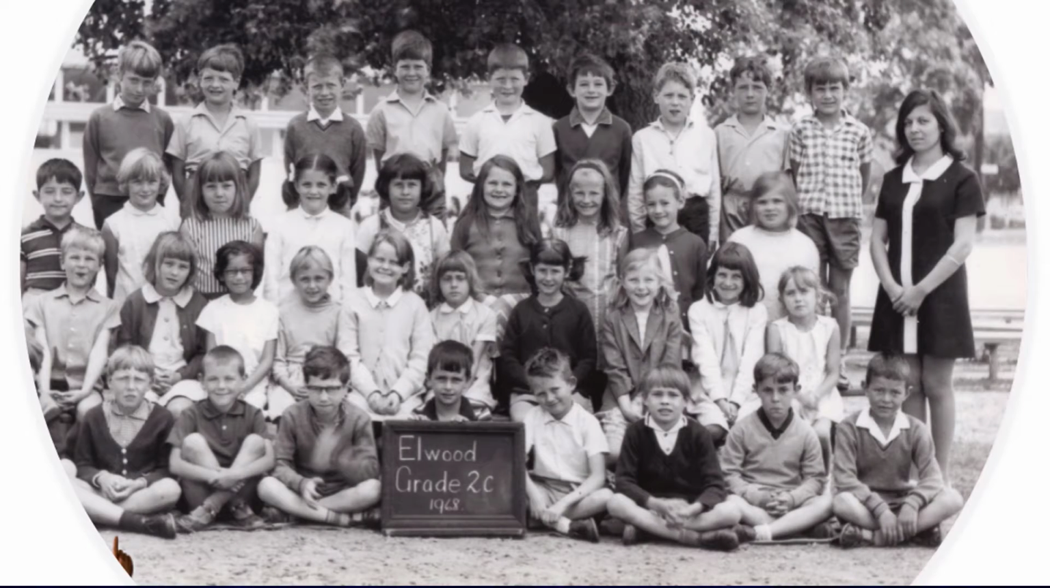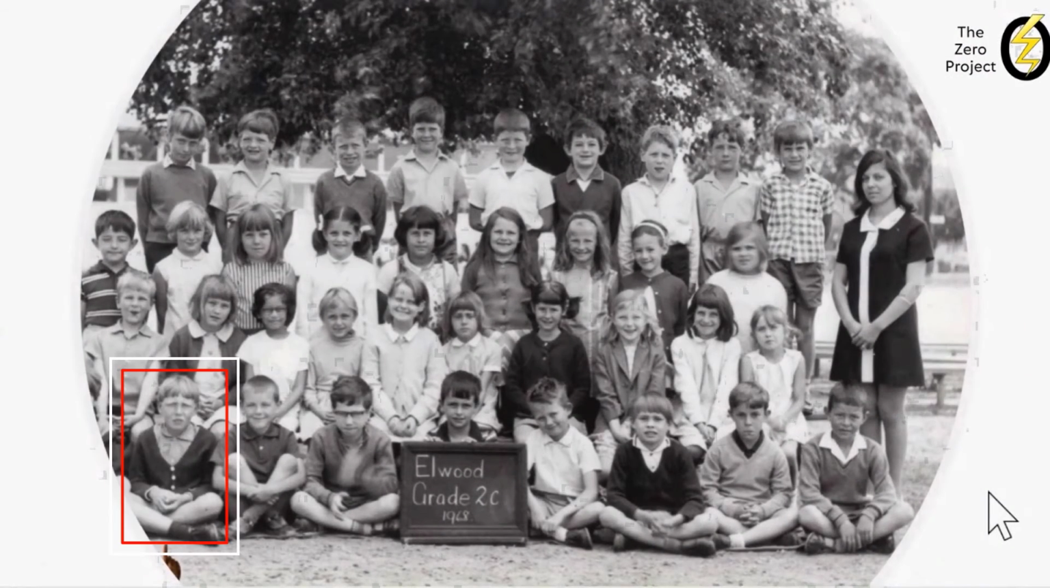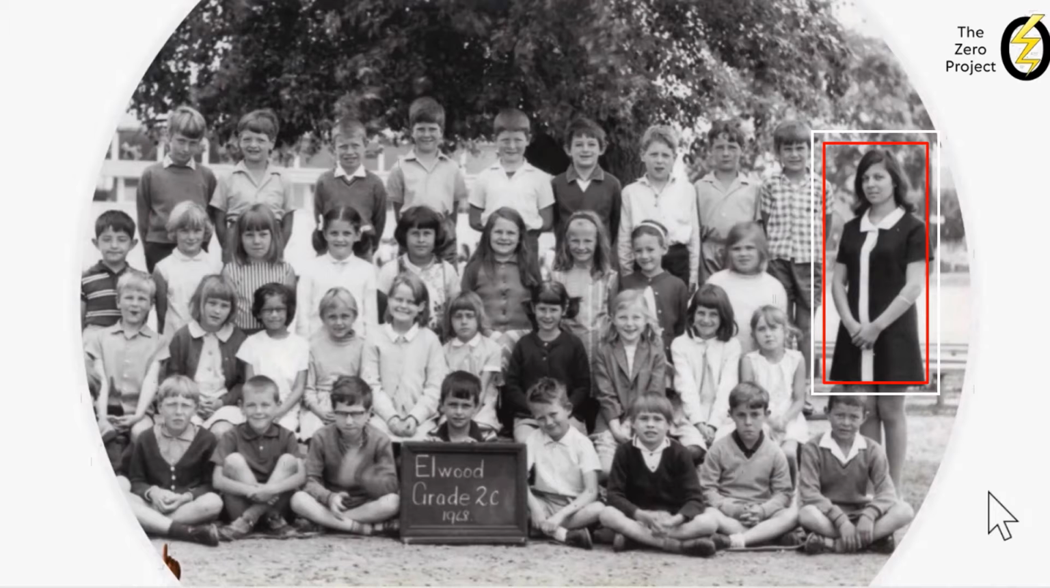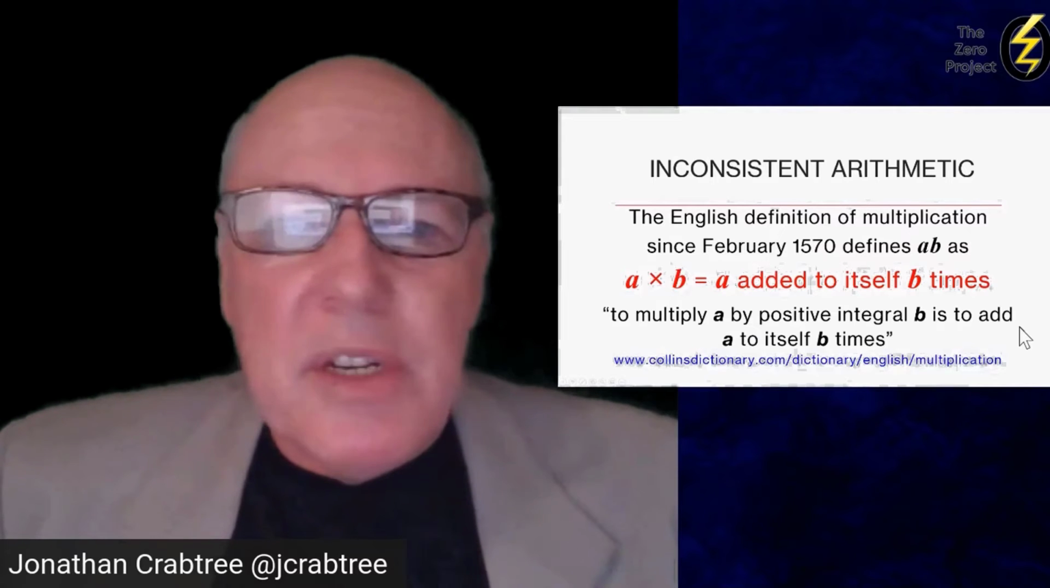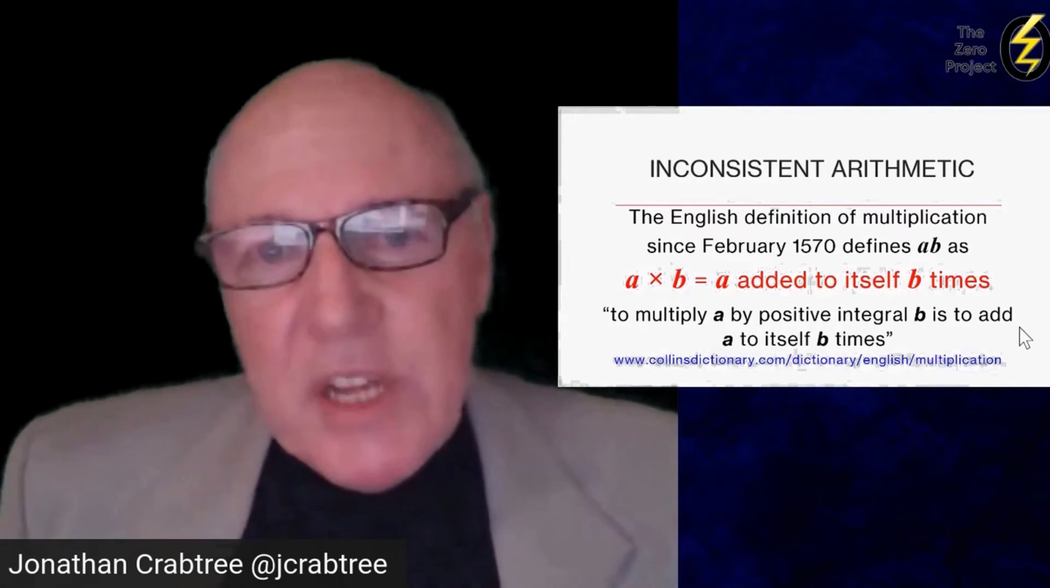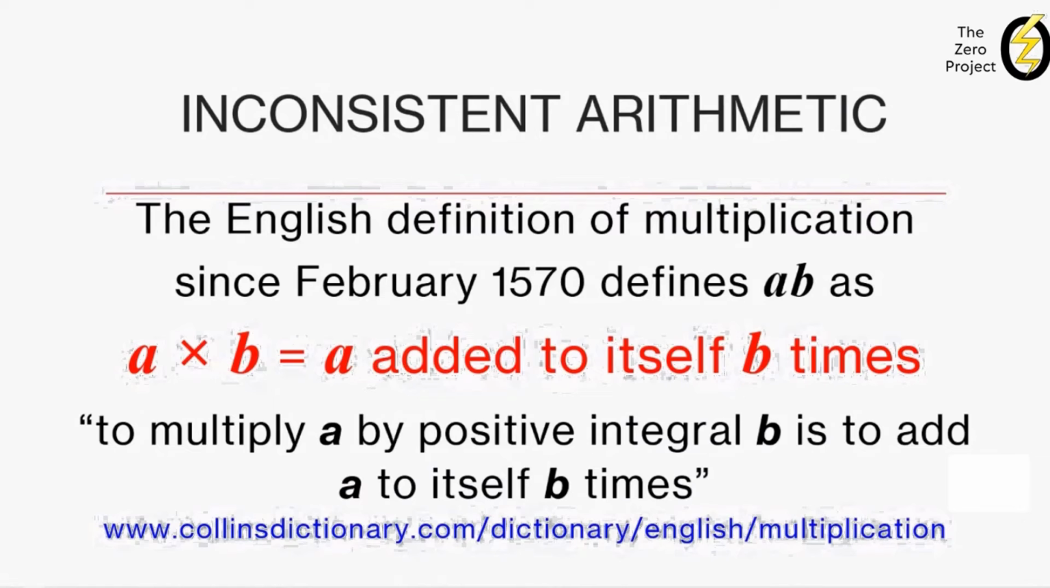This is me in grade 2 in 1968. I'm the child sitting in the front row on the far left-hand side. You can see on the right-hand side is my grade 2 teacher, with whom I argued about zero when I was age 7. I noticed that the English definition of multiplication that my teacher had quoted defined AB as A multiplied by B equals A added to itself B times.